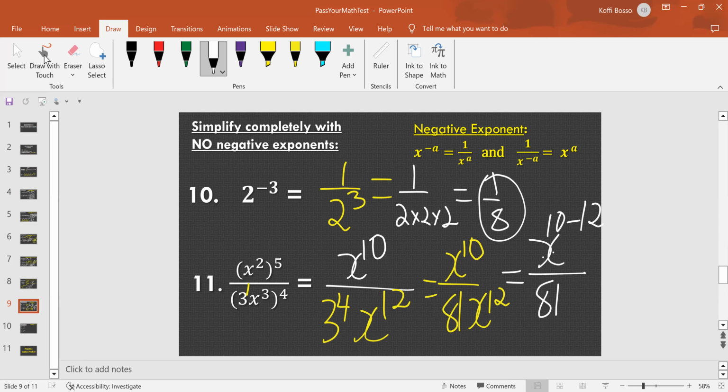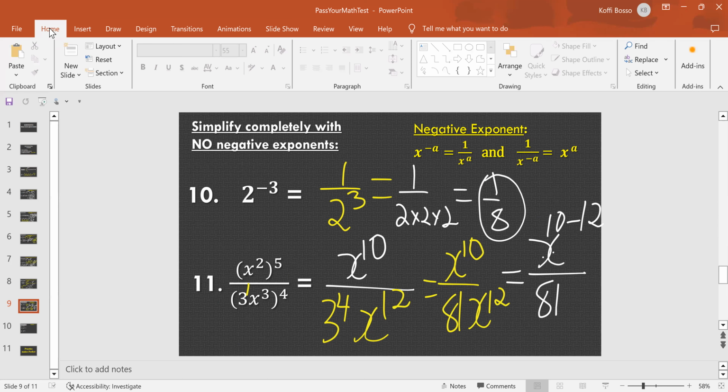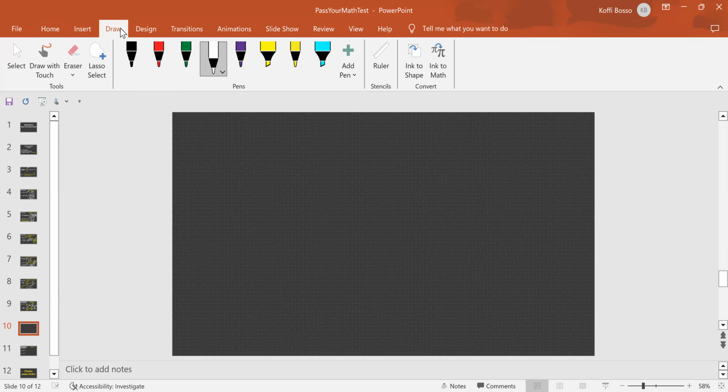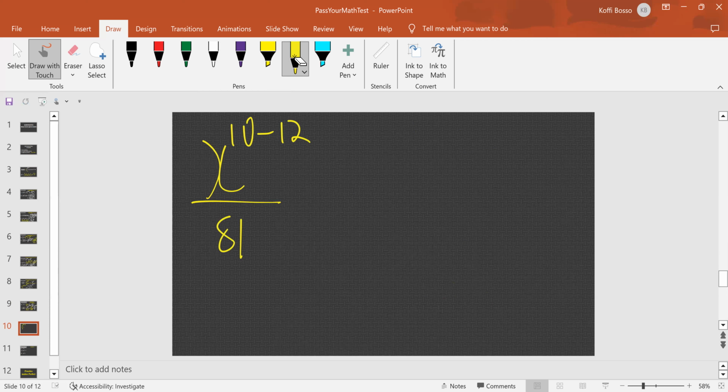Let's go to another slide. Having x, 10 minus 12, divided by 81, we'll have x raised to negative 2 over 81. Yes, that's the challenging part. We cannot leave this with a negative exponent, right?